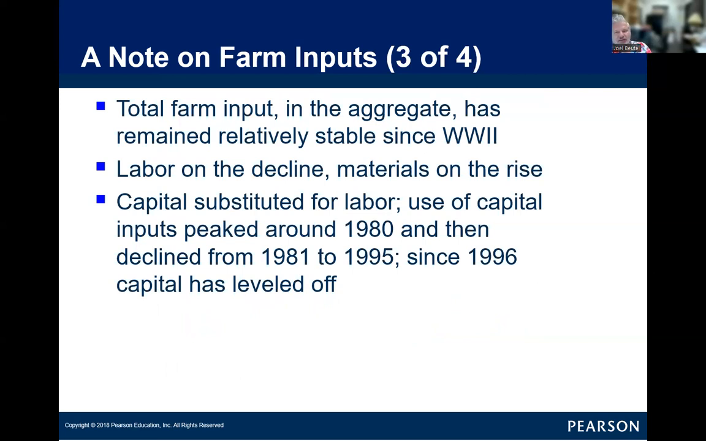Total farm input in the aggregate has remained stable since World War II. Labor's on the decline with materials offsetting that, right? So as farmers use less labor, they're paying more for materials, and so the amount they save on labor is just going somewhere else. Capital is being substituted for labor, and the use of capital inputs peaked in 1980 and has declined from '81 to '95 and been leveling off since then.